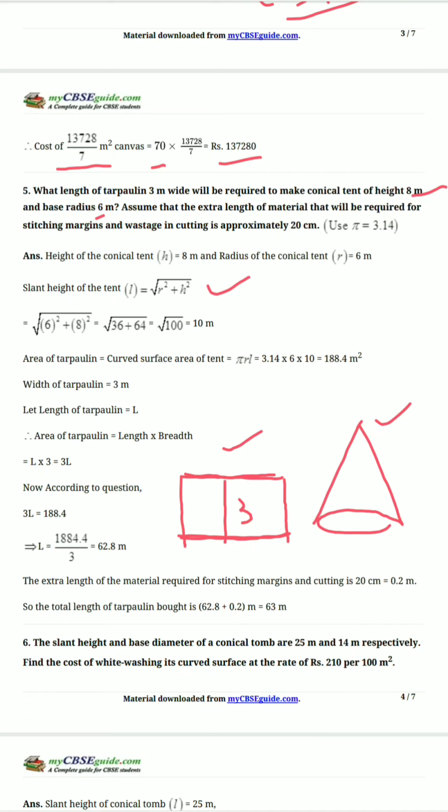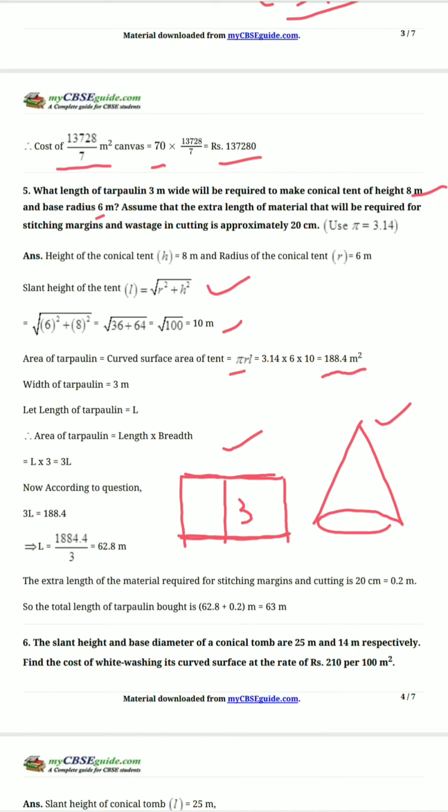So on putting the value of R and H, we will get root 100, that is 10 meter. So slant height has come 10 meter. First of all we will calculate the area of the conical tent, the curved surface area. We will calculate pi R L. The value of pi is given 3.14, R is 6, L is 10, so it will come 188.4 meter square.